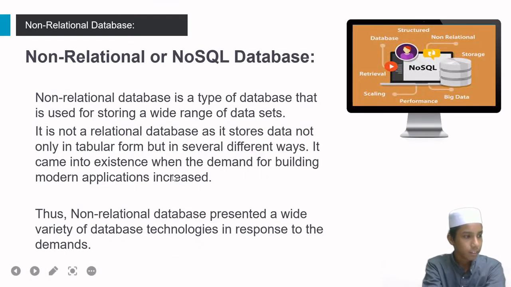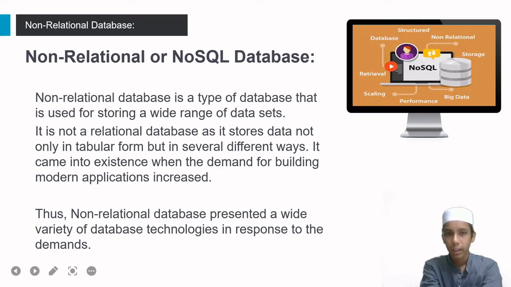Now let's talk about non-relational database. A non-relational database is a type of database that is used for storing a wide range of data sets. It is not a relational database, as it does not store the data in tabular form but in several different ways. A relational database stores the data in the form of rows and columns, which form a table, and technically we call it a relation.